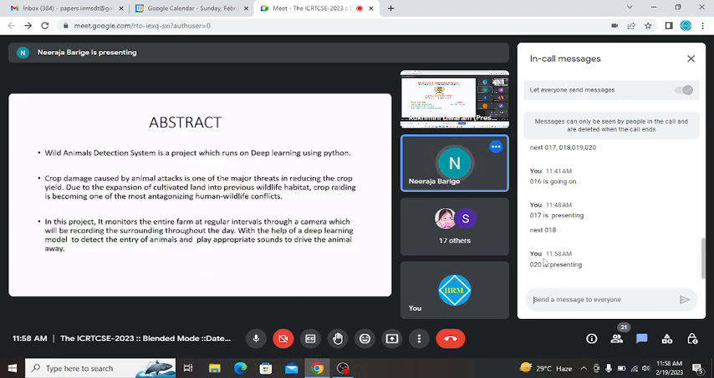Our abstract is Wild Animals Detection System, which runs on deep learning. Deep learning is a supervised learning. Here, we mainly focus on why we have to detect wild animals. Generally, wild animal crop damage is caused by animal attacks. It is one of the major threats in reducing crop yield due to expansion of the cultivated lands into previous wild habitat. Crop raiding is becoming one of the most antagonizing human-wildlife conflicts.